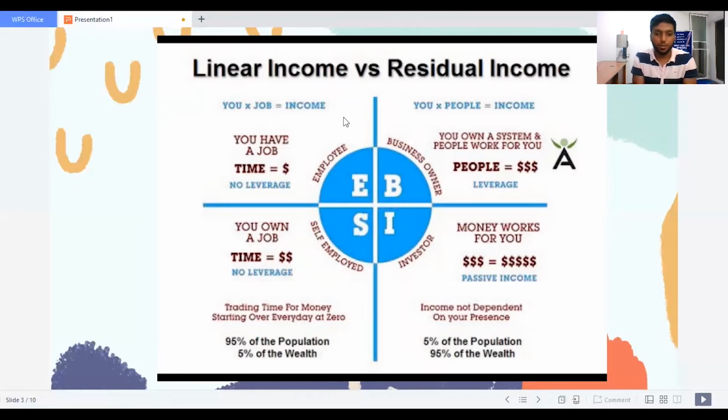Without employees, none of the organizations can work, but employees have this mindset that the more hours they work, the more income they earn. But then you speak about the next part, which is self-employment. You own a job and trade time for money, starting over every day at zero. You think that when you do the business, the more time you put in, the more income you can earn. But here, rather than an employee, he's a business owner.